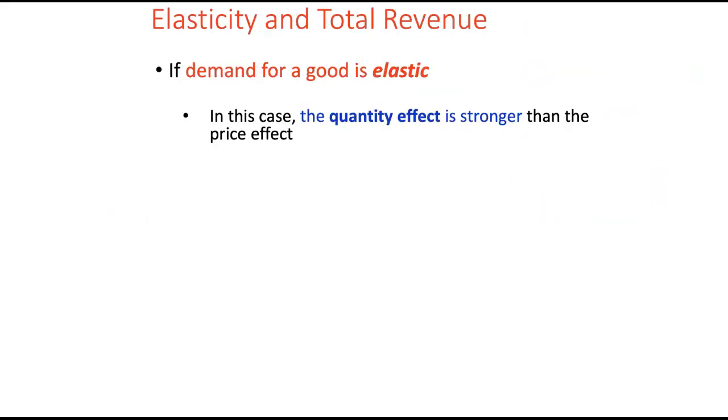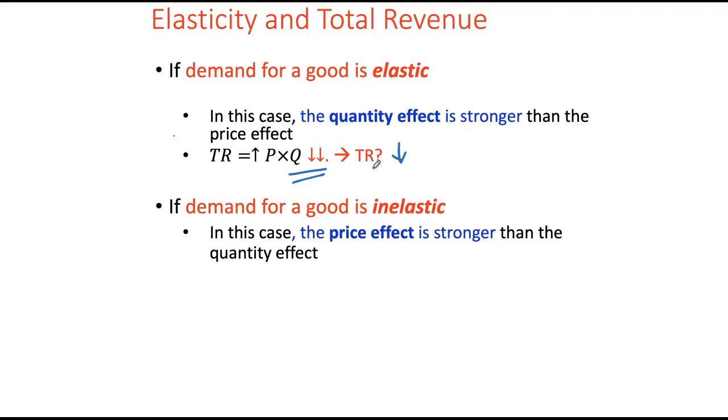If you're working with a good which has elastic demand, now the quantity effect will be the stronger one compared to your price effect. So whatever happens to revenue, that will be determined by the quantity effect. In our case, price was going up, quantity demanded or sales were going down. So if you're working with elastic demand, total revenue will decrease. If instead you were working with a good which has inelastic demand, now the price effect is the dominant one. Now if the price effect is dominant and price is going up, that means the total revenue will also increase. So the price effect is a stronger one and it pushes your revenue up.